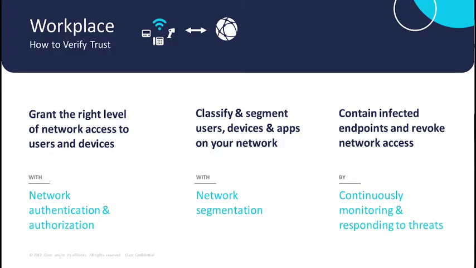For workplace, we're gonna verify trust by granting the right level of access to the network, by doing network authentication and authorization to users and devices. We're gonna classify and segment users and devices across applications on the network using network segmentation, and we're gonna contain infected endpoints and revoke network access by continuously monitoring and responding to threats on the network.